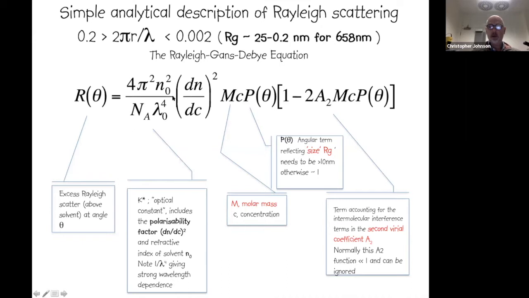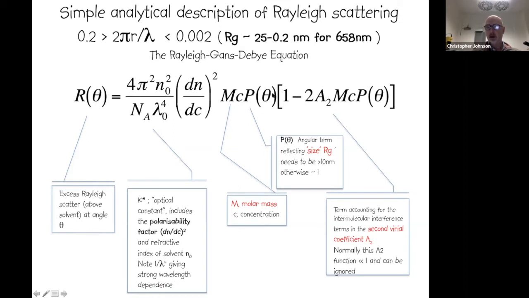We have here a bunch of optical constants, which include the refractive index of the material we're working in, Avogadro's number, and the wavelength. Note that this reciprocal wavelength means that there's a strong wavelength dependence of the intensity of scattered light. We have here this refractive index increment of the particle we're interrogating. And then within the equation, we have the molar mass of the particle, and this is what we're interested in measuring predominantly when we do light scattering. Here we have the concentration of the material we're looking at.